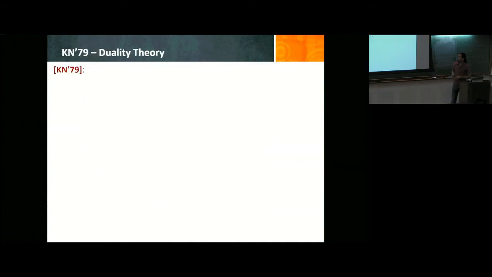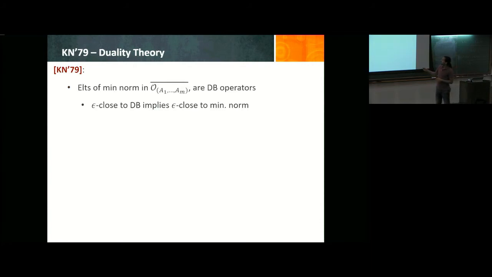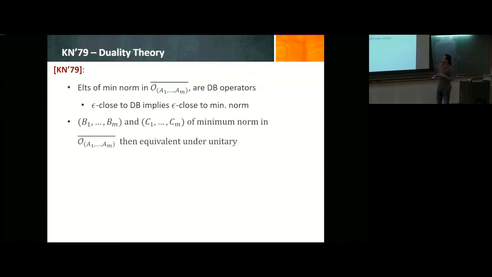Let's try to solve it by optimization again. So let's explore this duality theory by Kempf-Ness again. So what do they say? Well, they say that elements of minimum norm are these doubly balanced operators, right? So epsilon close to doubly balanced implies that I'm epsilon close to minimum norm. That's what we saw in the null cone slides, right?